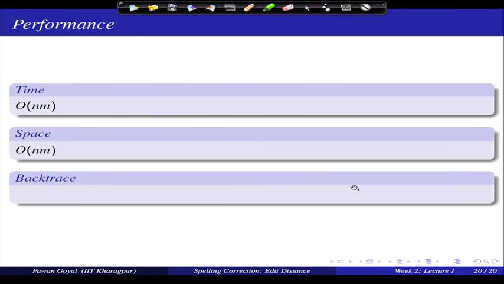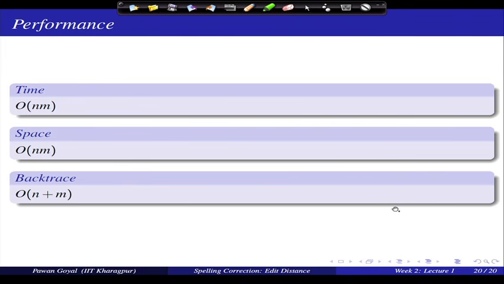Now what about the backtrace? So I am at d and m, and I want to find the backtrace. The worst case can be that I have to go through all the n elements in my column and m elements in my first column. So in the worst case, I might have to do n plus m different operations. So this complexity is again n plus m. So you will see this is very efficient compared to the naive approach that we were seeing earlier, where you start with the input string and try out all possibilities. That will become exponential very soon.